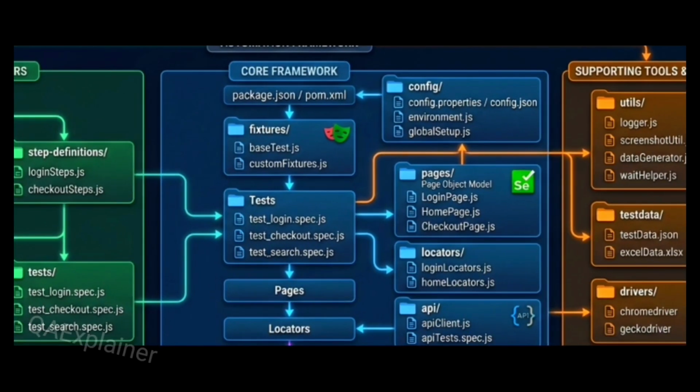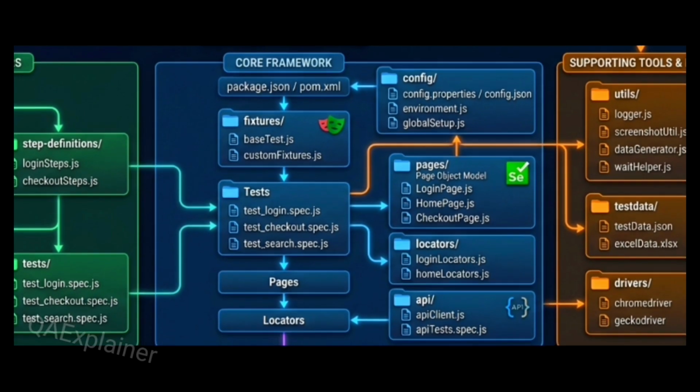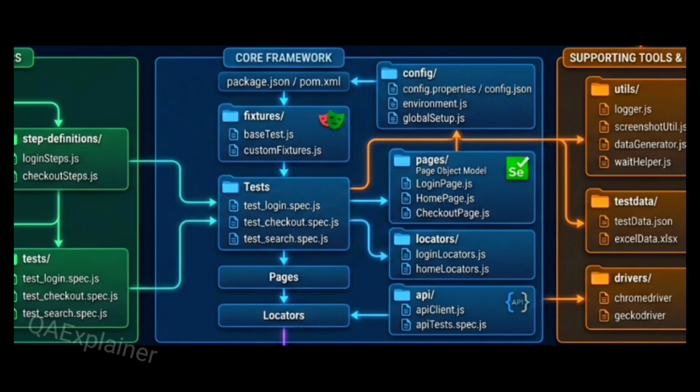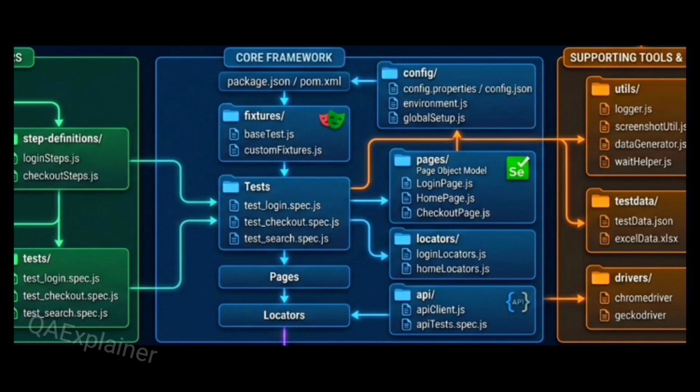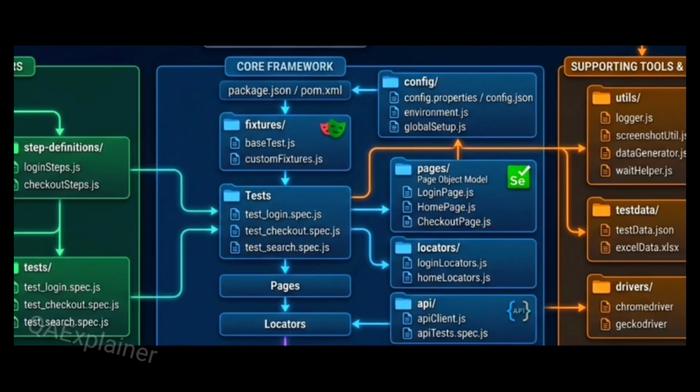Then we have the core framework. Inside the core framework we have fixtures. If you are using Playwright, fixtures are similar to a set of different functions and methods, like base test. Here we have some basic methods that are our custom features. Before starting a test case, we have to write some methods or functions, and those come under fixtures. Then we have pom.xml. Here we have all the configuration, environment-related configuration, global setup configuration, everything comes under this. It's a page object model.